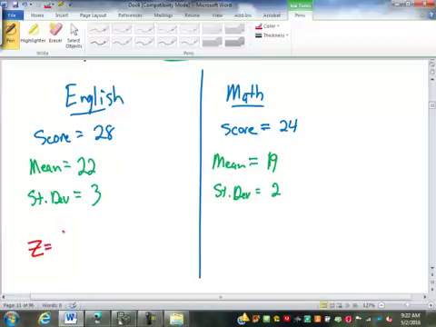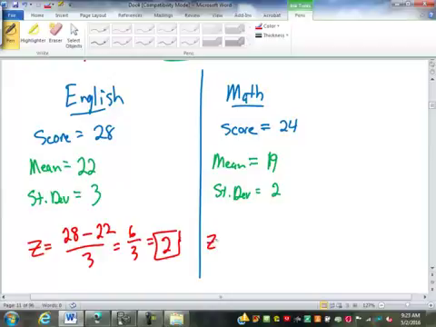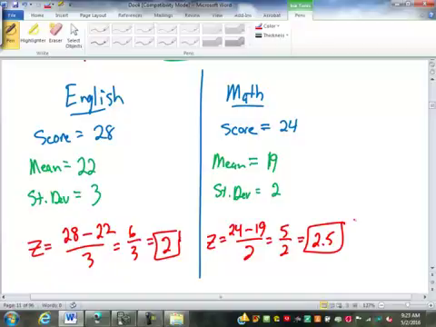So z here is going to be your score of 28 minus the mean of 22, divided by 3. Well, 28 minus 22 is 6. Divided by 3 is 2. You scored 2 standard deviations above the mean. Now we can go back to that empirical curve, the bell curve, and find a probability. Technically, you scored better than 97.5% of all people that took that test. Over here, however, your z-score is going to be 24 minus 19 divided by 2. 24 minus 19 is 5, divided by 2 is 2.5. You're 2.5 standard deviations above the mean. You technically did better in the math test.